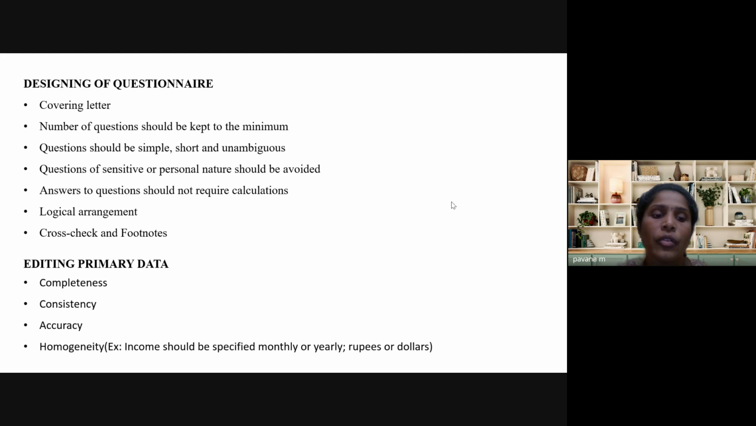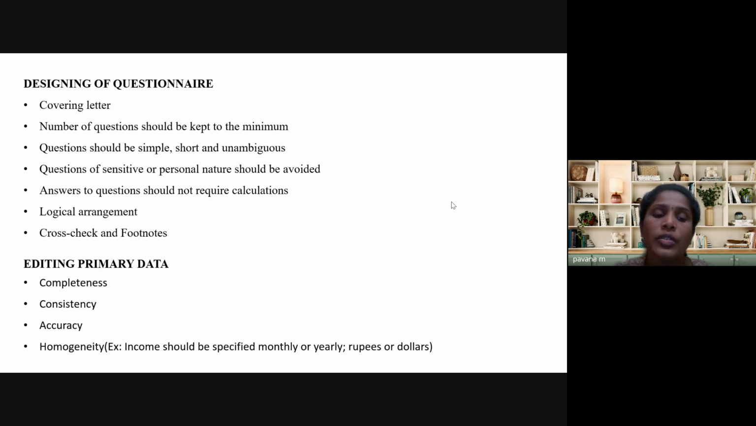And next one, questions of a sensitive or personal nature should be avoided. We can't ask confidential information or personal life information. Sometimes you can ask the income level of that person, though it is still confidential information. You can assure that person that this confidential information will be kept secret. After that only you can ask for confidential information, but you can't go into the personal life of that person. That type of questions should be avoided.